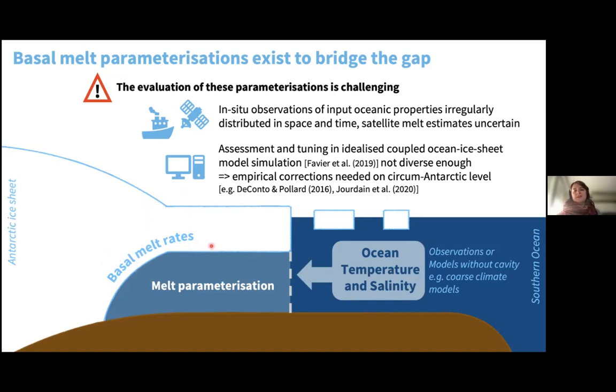And so this was done in 2019. An assessment and tuning was done within an idealized coupled ocean ice sheet model simulation. But then when people wanted to use it on the circum-Antarctic level, it came out that this tuning was probably not representing a high enough diversity because empirical corrections were needed for different regions, which means that the tuning seems to depend on what you use it to tune. Still, it seemed like a nice approach to get into the evaluation of this parameterization.